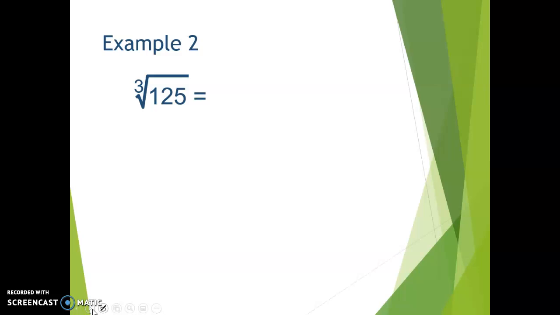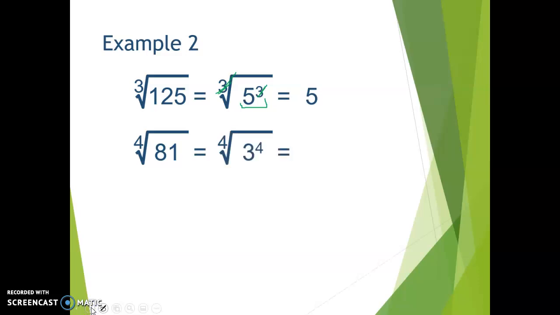See if you can find these cubed roots. Pause, check your work. Cubed root of 125. Well, we know 125 is 5 times itself 3 times, and the cubed root of 5 cubed is just 5. These undo each other. The cubed root and the third exponent undo each other, leaving us with just 5. The 4th root of 81. Well, I know 81 is 3 times itself 4 times. The 4th root of 81 is just 3.